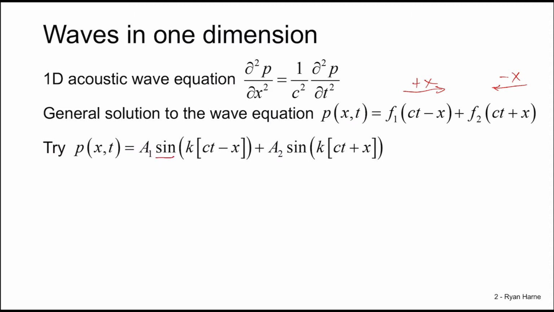Let's try out sine. So our first function has an amplitude that we don't know yet, a1, with the function sine with argument k times the quantity ct minus x. We include k since maybe there's a constant there that we're not aware of. This is the use of this constant term. The argument ct minus x is then present, and we have our second function which has amplitude a2 multiplied by sine with the argument k times ct plus x.